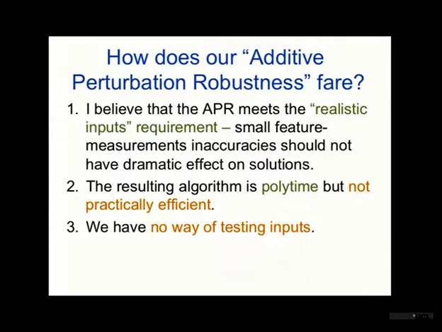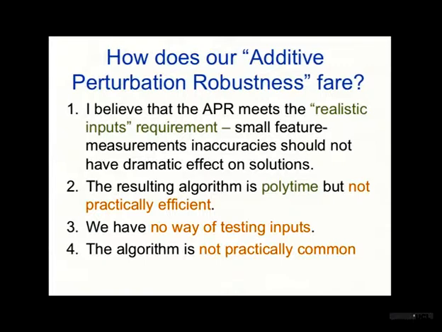In terms of testing, there is no way we can test our inputs. And in terms of having a good practical algorithm, we don't have this requirement. So we could answer 1.5 of the 4 requirements. It's not ideal, we are far from a solution. So let me now mention some other solutions that other teams have proposed recently.